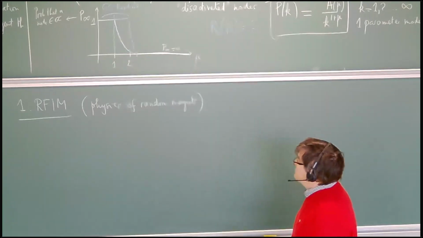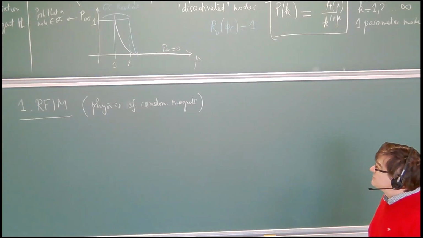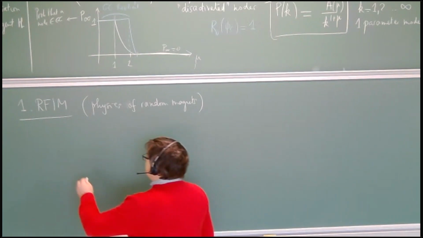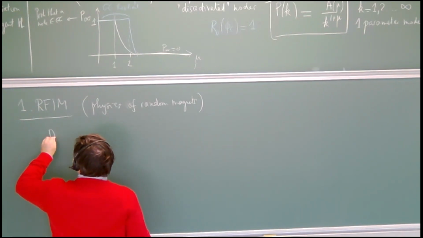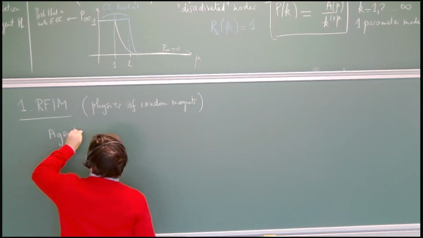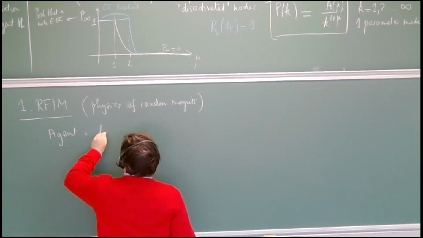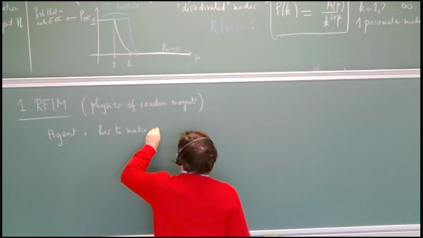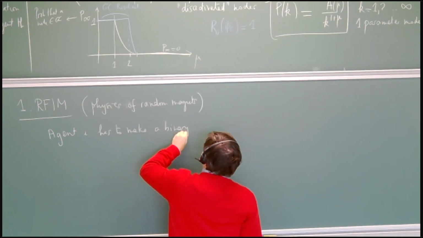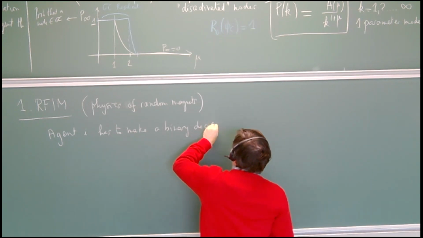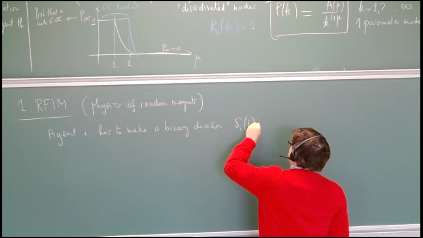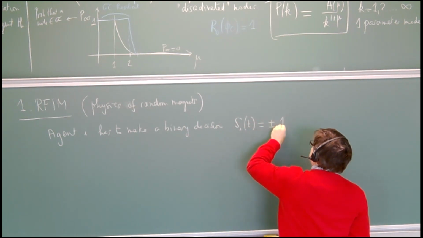And so what I'm proposing here is to transpose the random field Ising model to cases where people have to make binary decisions. So I'm going to imagine that agent i has to make a binary decision, which I'm going to call, of course, a spin. So S_i at time t is equal to +1 or -1.